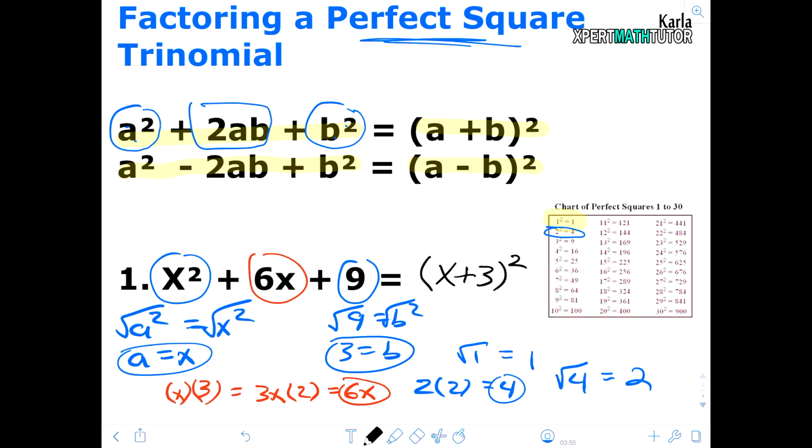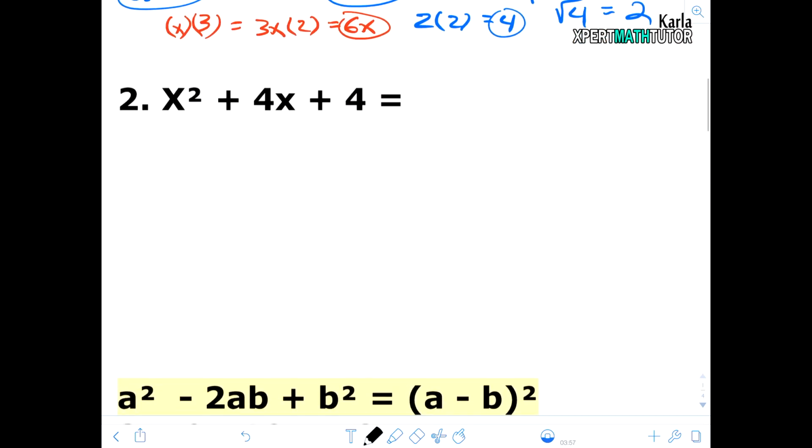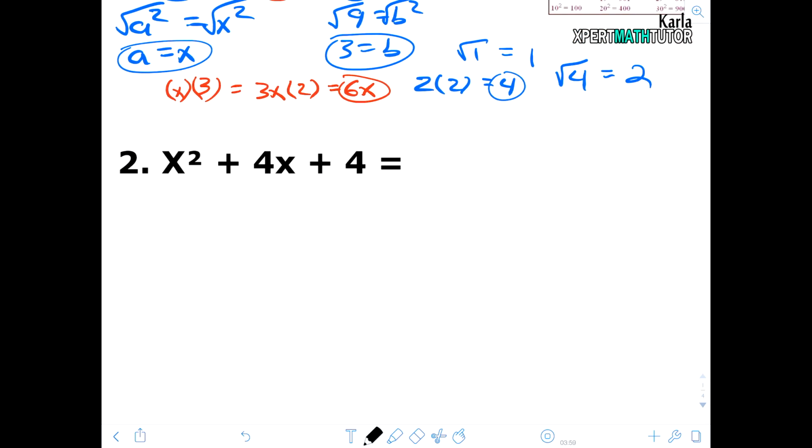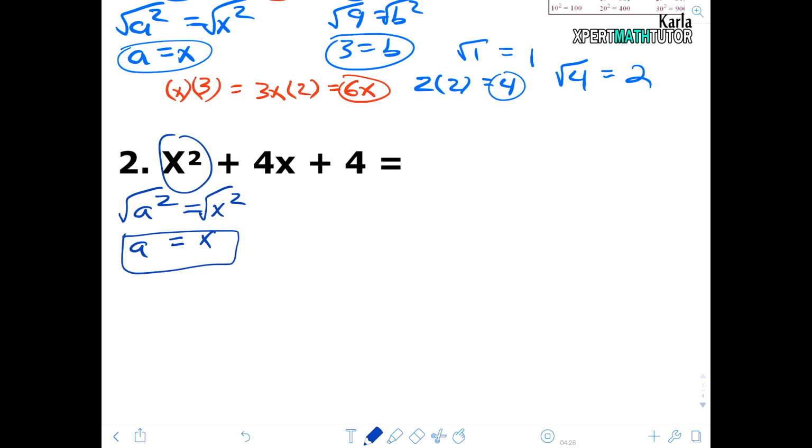Alright, let's move on. So another example, x squared plus 4x plus 4. So the first term, x squared, we're going to set that equal to a squared. A squared is equal to x squared. If we take the square root of both sides, the square root of a squared is a, the square root of x squared is x. So a equals x.